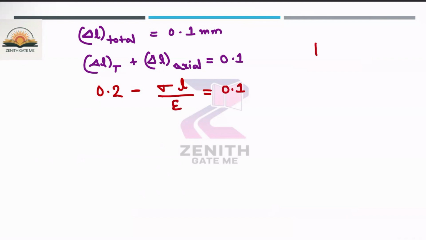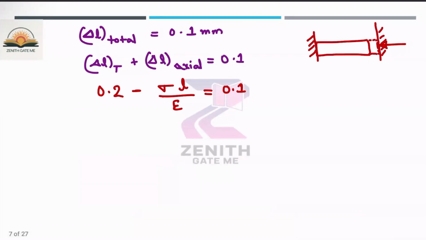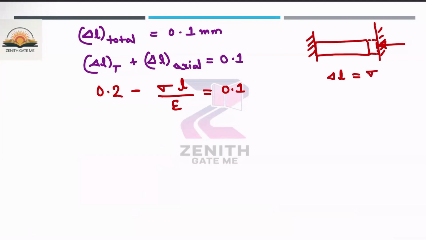Why? Because this is basically your bar whose one end is fixed. Now, when you are increasing the temperature, this bar will experience some kind of reaction from here. Let us suppose it is expanded till here. So because of this axial force, what will be the stress? What will be the deformation? The deformation is nothing but sigma L by E. So why I have added this minus sign? Because this is compressive.